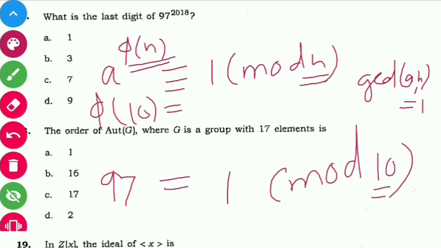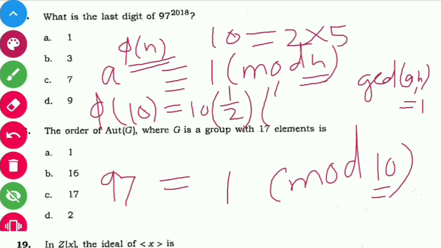This is just equal to, you write first 10 as prime factorization. So it is 2 into 5. So phi of 10 is just 10 into 1 by 2 into 4 by 5. So this is just 4, right? So we have 97 raised to 4 is congruent to 1 mod 10. Up till this is clear, right?